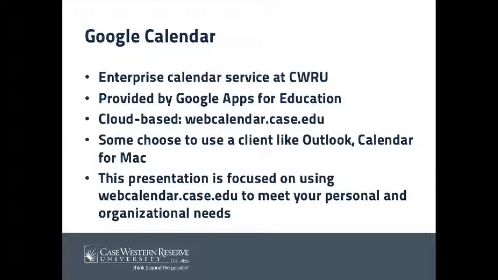All right, so let's get down to business on using webcalendar.case.edu for your scheduling needs. In case you're not aware, this is our enterprise calendaring service that we use now at Case Western Reserve. It's powered by Google Apps for Education, and it's available through the URL webcalendar.case.edu. Some of you might choose to use Outlook or Calendar for Mac instead. That's okay, but I want to warn you that today's presentation is going to focus solely on the web interface at webcalendar.case.edu.